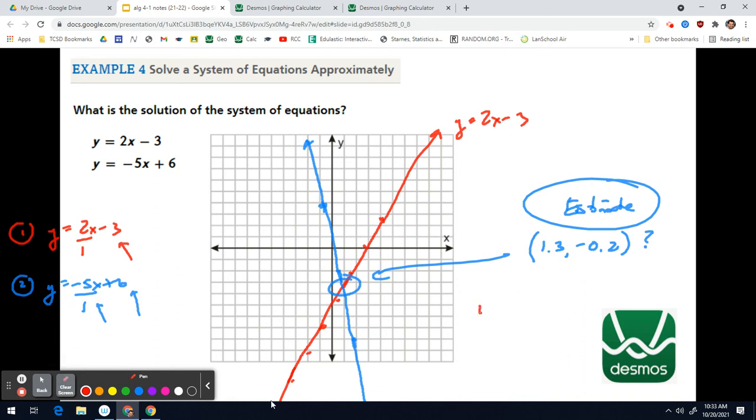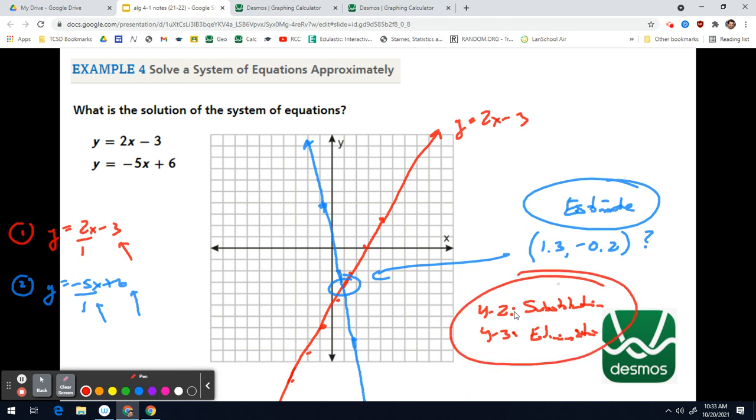And yes, there is. So when you do 4.2, 4.2 is going to be called substitution. This is another method of solving these systems. 4.3 is called elimination. These are both algebraic ways to solve systems of equations, and you're going to see that your answers don't have to be nice integers or even nice fractions.